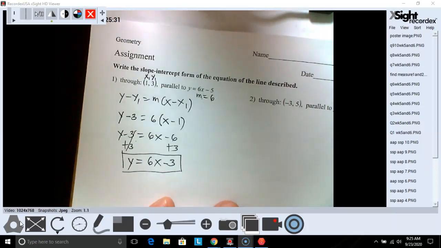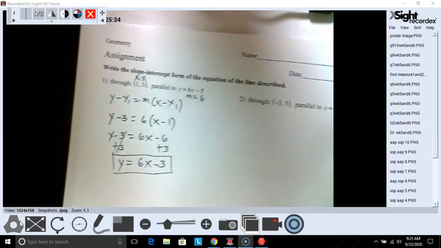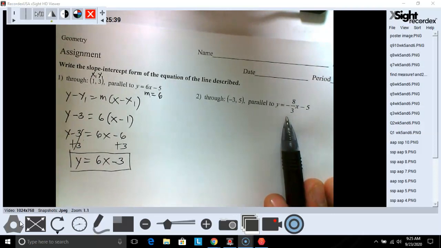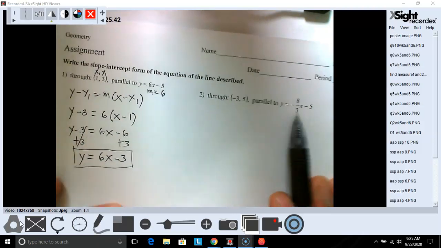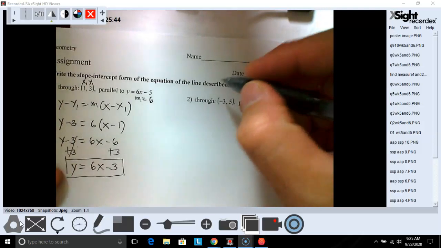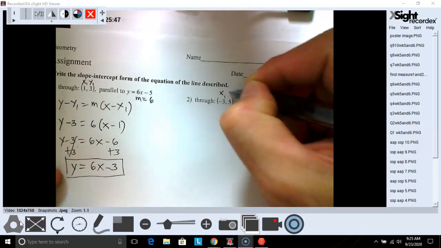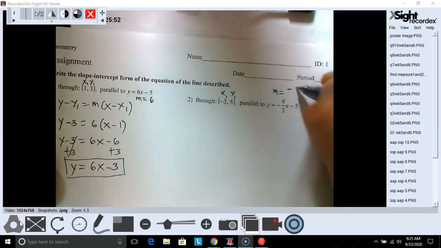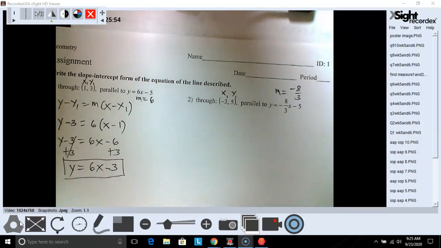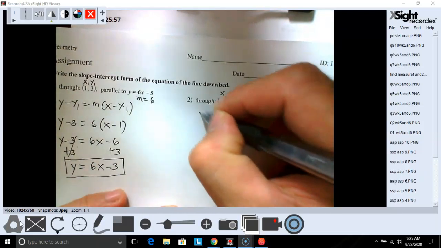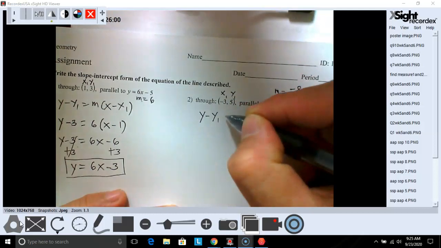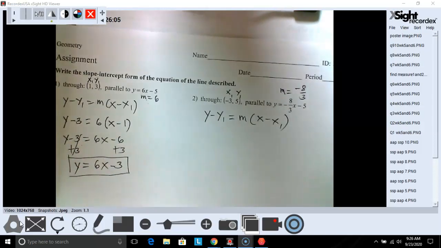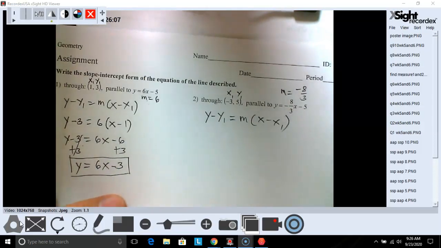Another example for lines that are parallel to one another, given the point and the line. Let's find another line parallel to this. Let's label this first. This is x sub 1, this is y sub 1. Our slope here is negative 8 over 3. Let's write our formula: y minus y sub 1 is equal to m times x minus x sub 1. All we need to do is to substitute after that.